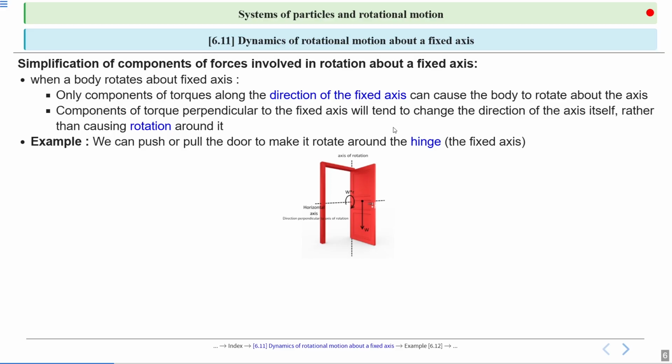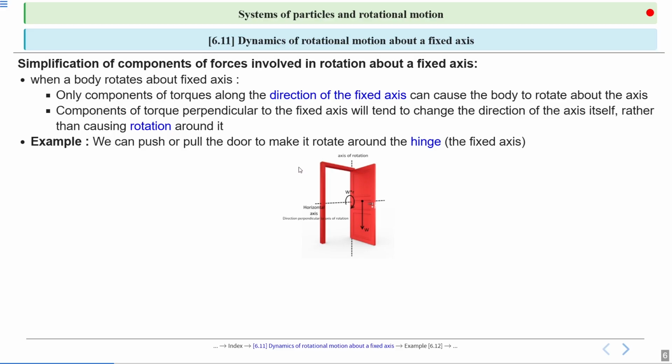When a body rotates about a fixed axis, a fixed axis means the rotation is happening around a specific line. This is the axis of rotation, and that line does not move. Like a hinge of a door. It stays fixed and the door rotates around it, around this axis of rotation.